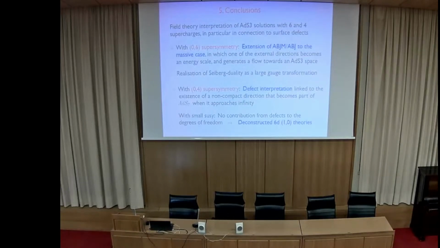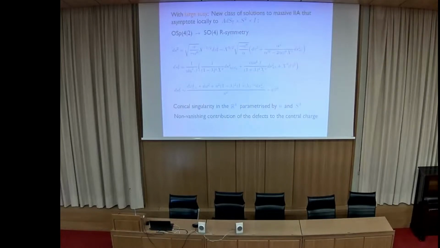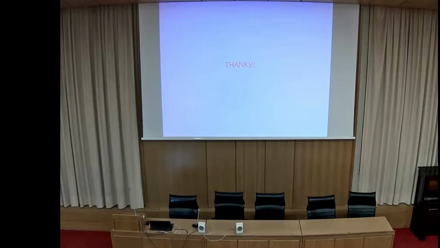So now I conclude very fast. I have minus one minute. We focused on these two specific classes of solutions, with different numbers of supersymmetries. One of them we could interpret as a defect within the ABJM theory. We could realize Seiberg duality in this way. And the other ones, we tried to interpret in terms of other constructions. In the end, we ended up proposing an interpretation in terms of deconstructed 6D (1,0) theories. And this, of course, thank you very much.